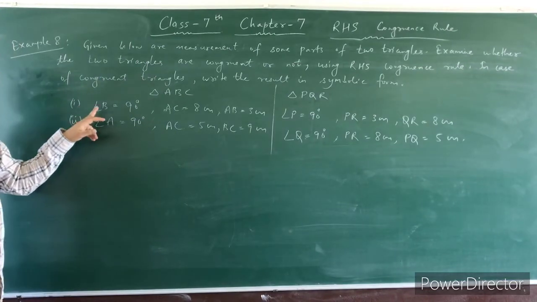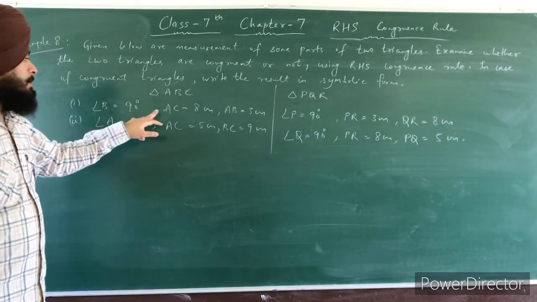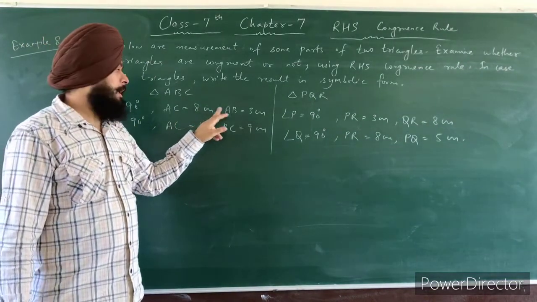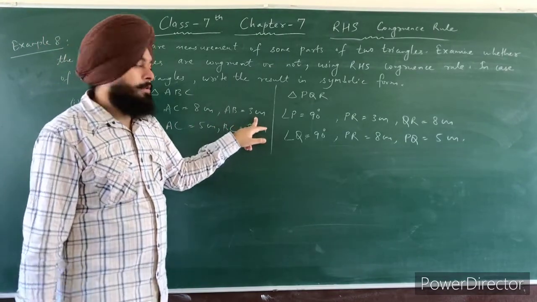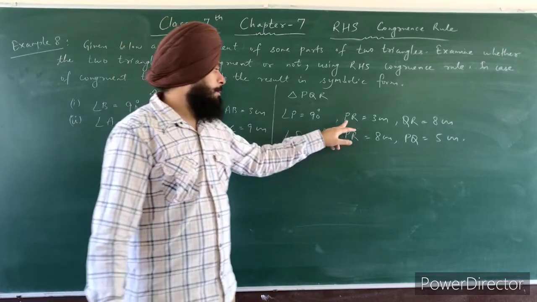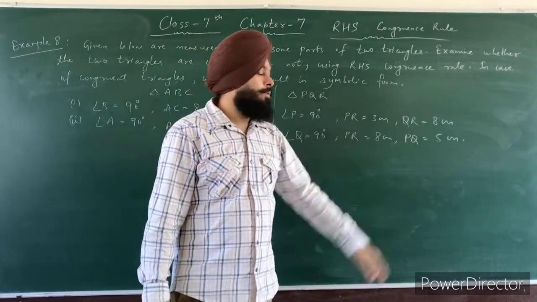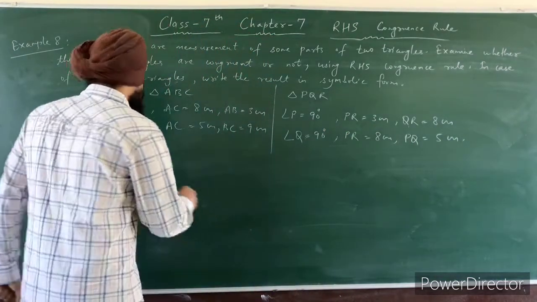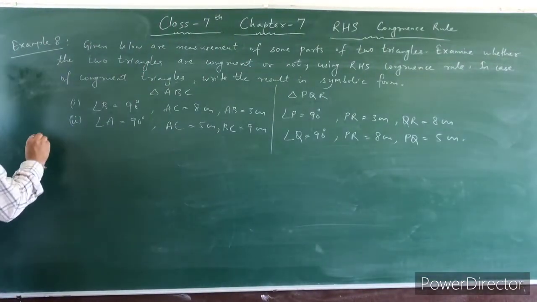In the first one, angle B is of measure 90 degrees, side AC is 8 cm and side AB is 3 cm. On the other side, in triangle PQR, angle P is equal to 90 degrees, PR is 3 cm and QR is 8 cm. So that's our first part.